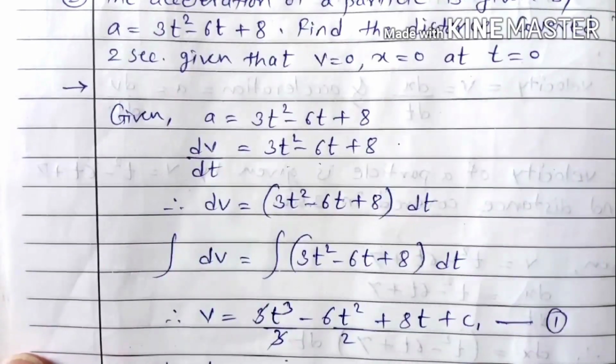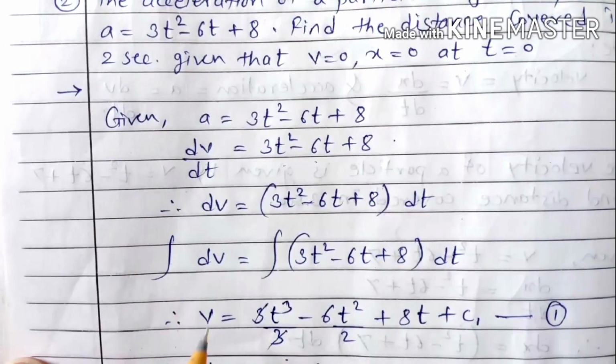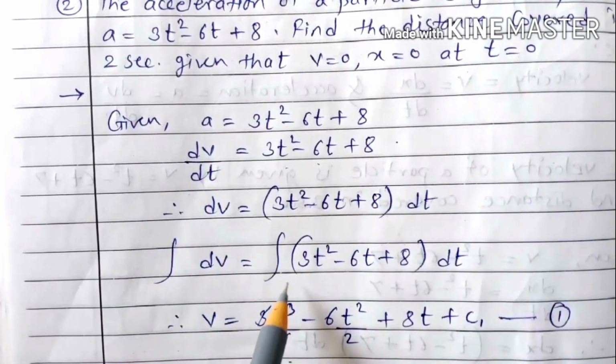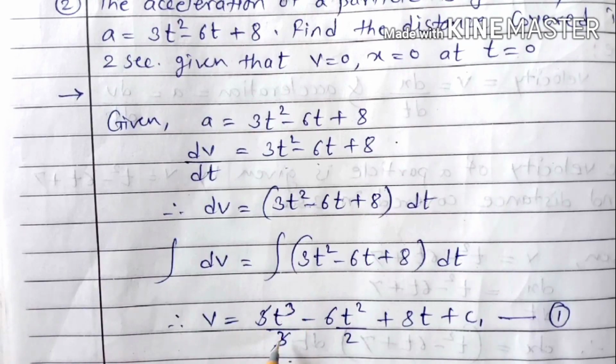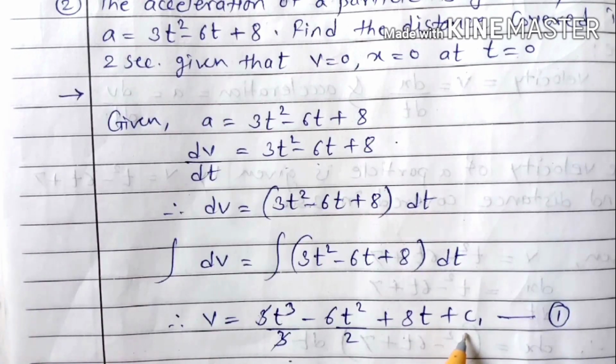After integration, integration of dv is v, 3 is a constant, integration of t square is t cube by 3, this 3 gets cancelled, minus 6 is a constant, integration of t is t square by 2, plus integration of 8 is 8t. As we know, integration of k is kx, so like that integration of 8 is 8t, plus the constant of integration c1.